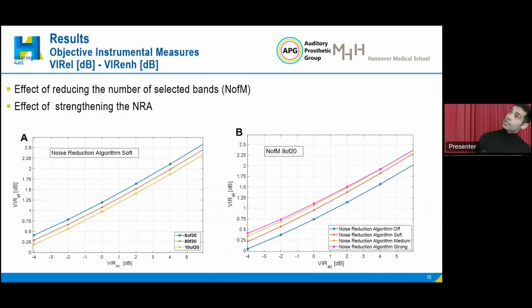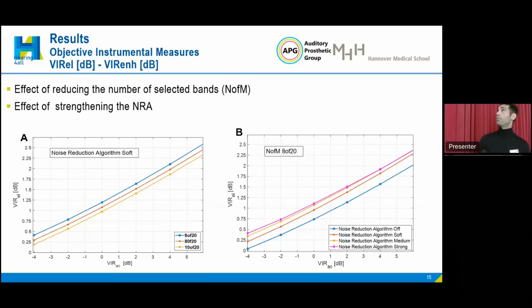The vertical axis is VIR electric, and on the horizontal axis, we see VIR acoustic. As we can see here, reducing the number of selected bands from 10 to 6 increases the vocals to instrument ratio electrically, meaning it emphasizes vocals electrically.